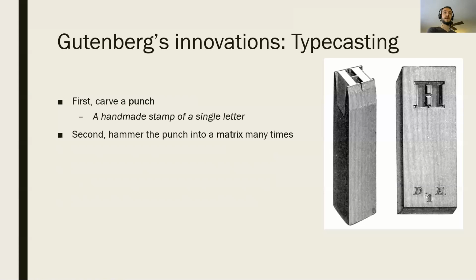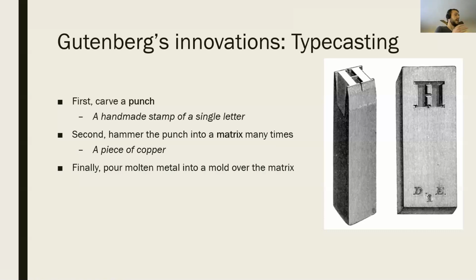A matrix is a piece of metal. Gutenberg had used copper, which will have the indentation of that letter. That punch would be hammered into the matrix several times to produce multiple identical copies of the image produced by the punch. So we have multiple indentations of the letter H, as we see in the figure on the right here.